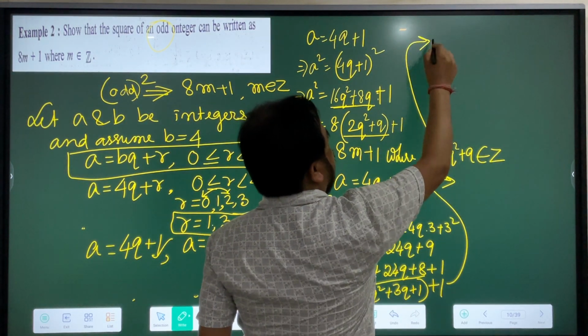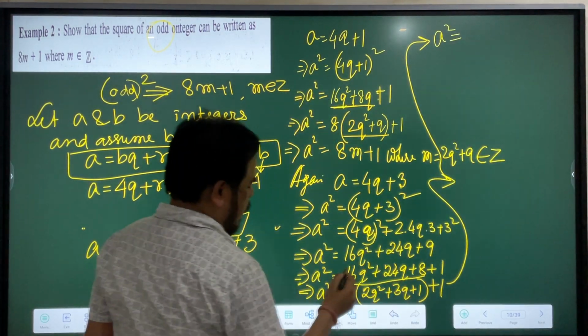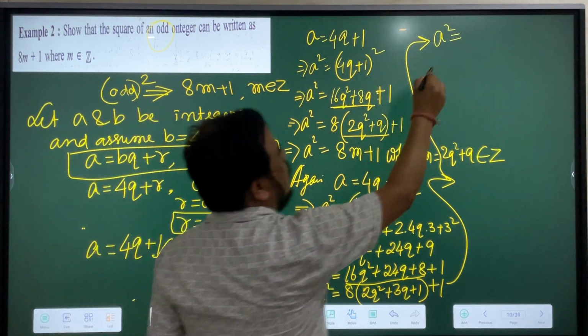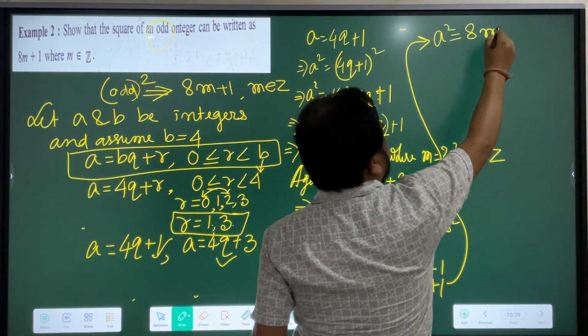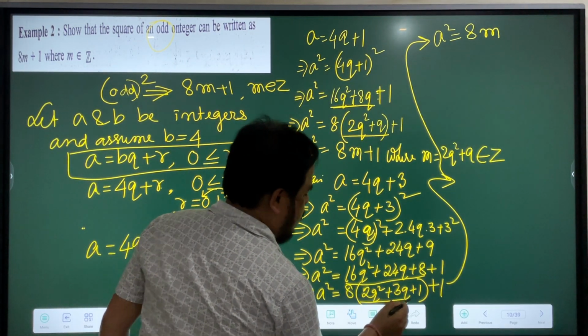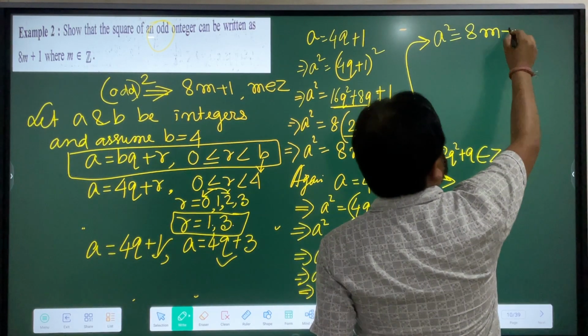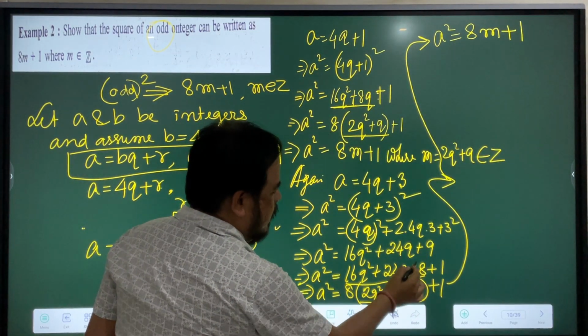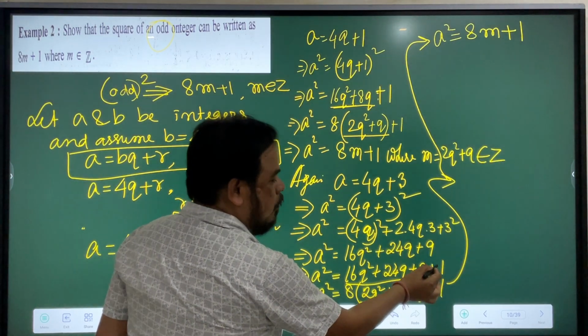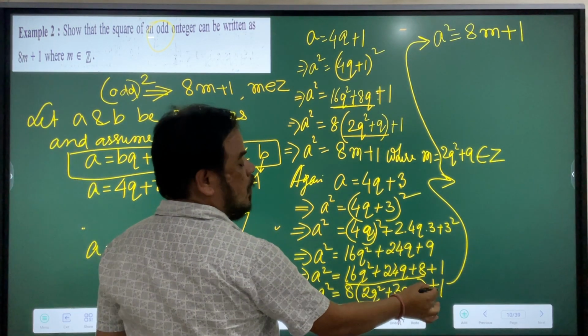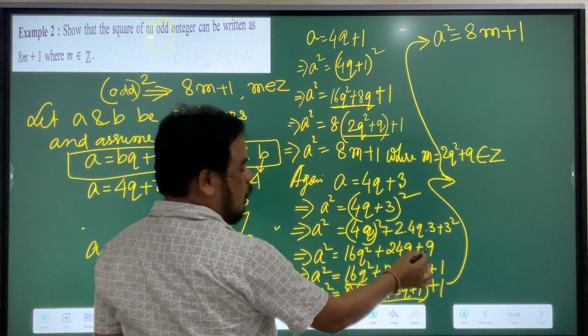Okay, let us write here: a² = 8 times, and now I will write m only in place of this, then plus 1. Now you have understood why 9 is written as 8 plus 1: because there is a plus 1. So to get 9, we have to write 8 plus 1.